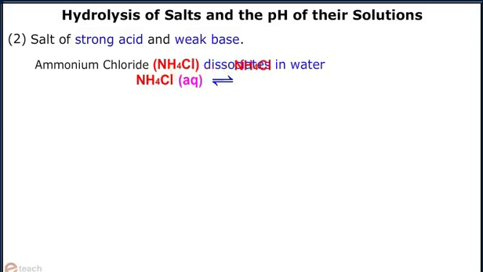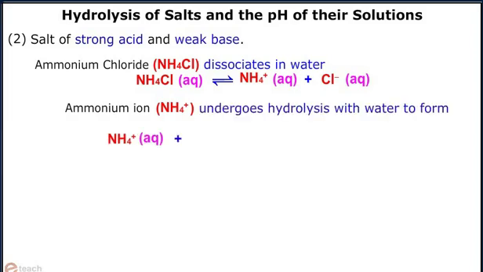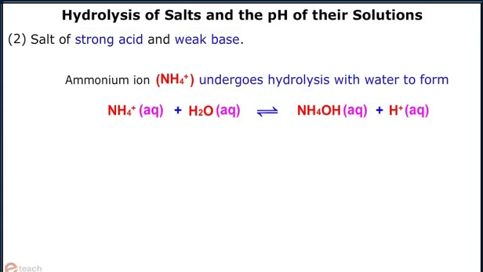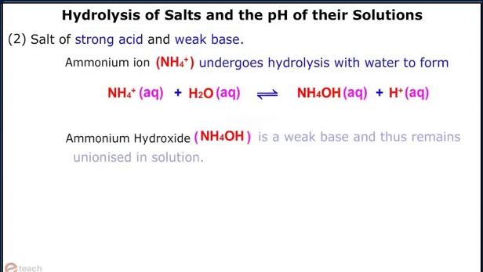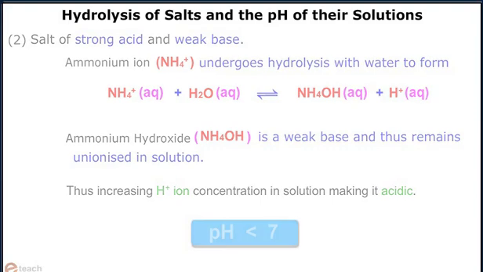Ammonium ion, that is NH4+, undergoes hydrolysis with water to form NH4+ plus H2O reversible NH4OH plus H+. Ammonium hydroxide, that is NH4OH, is a weak base and thus remains unionized in solution, thus increasing H+ ion concentration in solution, making it acidic. This implies that pH is less than 7.